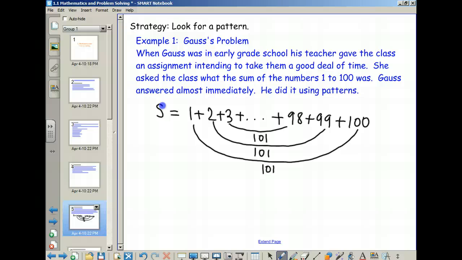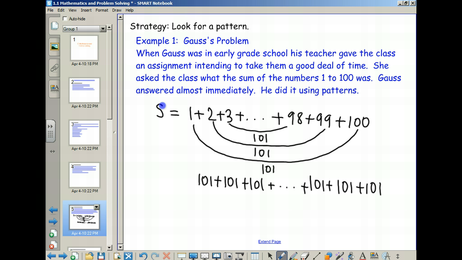Well, what we're going to do is take each of these and replace every single one of them with the number 101. So bear with me so you can see what's going to happen when we do that. So my 1 turns into 101, my 2 turns into 101, my 3 turns into 101, and then the last 3 also turn into 101.